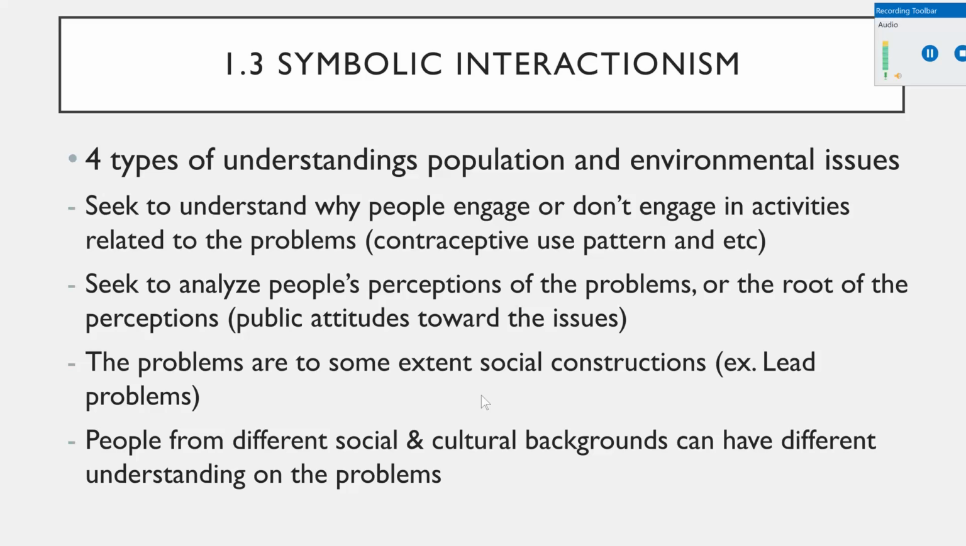In symbolic interactionism, they put weight on the interactions of social agents, individuals, and population and environmental problems. So they seek to understand why people engage or do not engage in activities affecting population growth or decline or environmental issues. An example is contraceptive use. If parents are not likely to use contraceptives, they research the parents and what social backgrounds affect the frequency of usage of contraceptive methods.